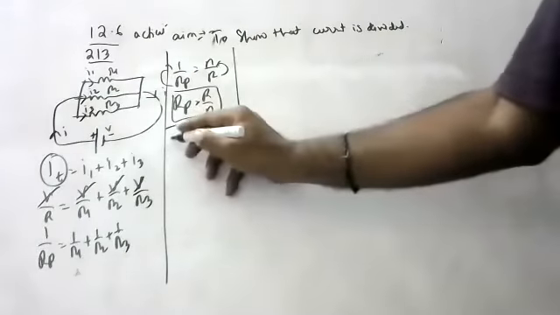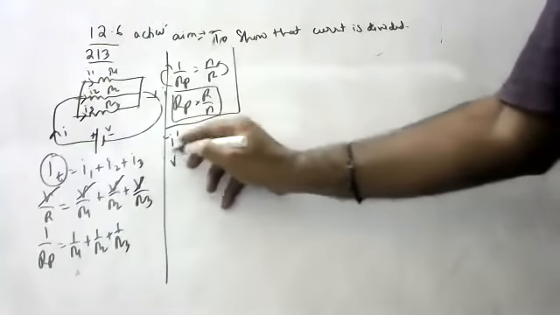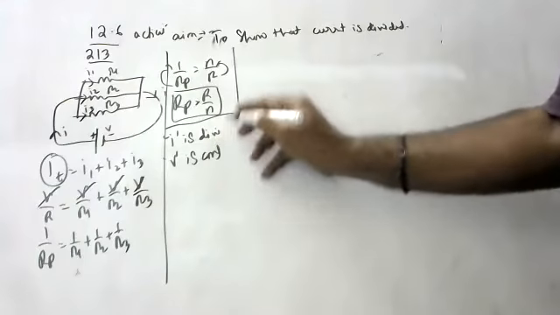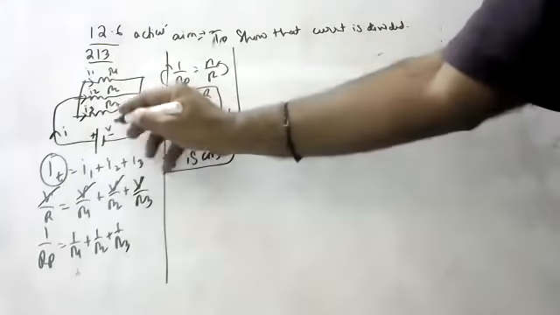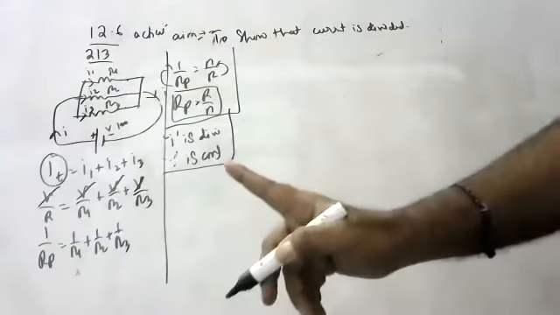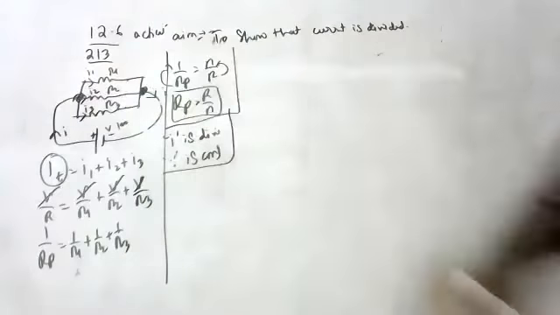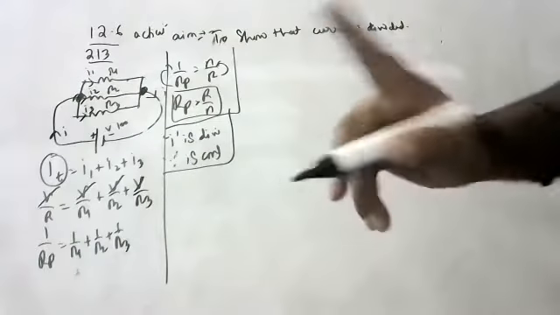So in parallel, current is divided, whereas potential is constant. Here, if it is 100 volts, suppose here also 100, here also 100, here also 100. Potential is constant. Why is potential constant? Because the terminals are the same, the junction is the same. Whereas current is not constant.